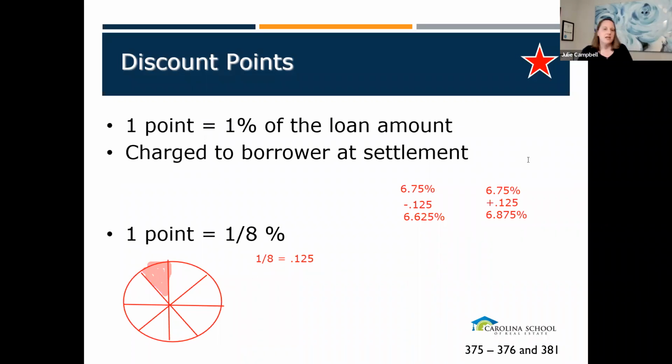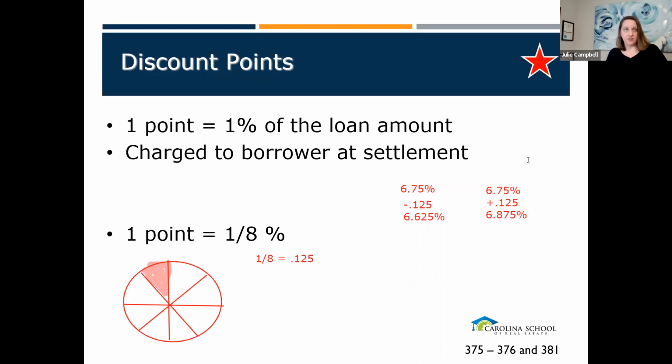Again, 1 point is equal to 1 piece of pie, 2 points is 2 pieces of pie, 3 points is 3 pieces of pie. I like the visual of the pie. It helps me see how many pieces that buyer is buying. I always convert this to a decimal because I hate fractions.